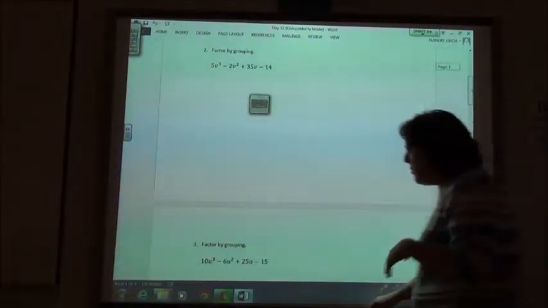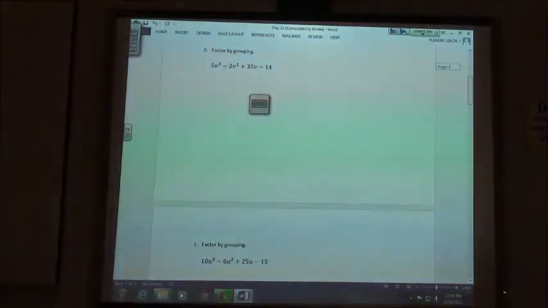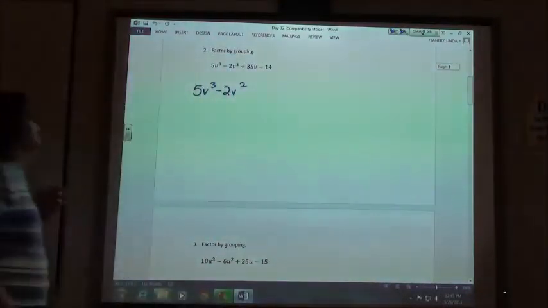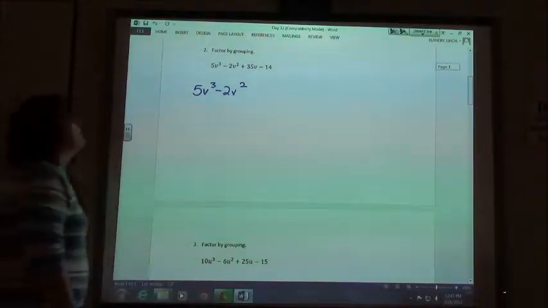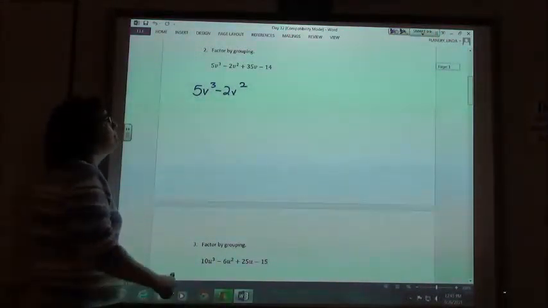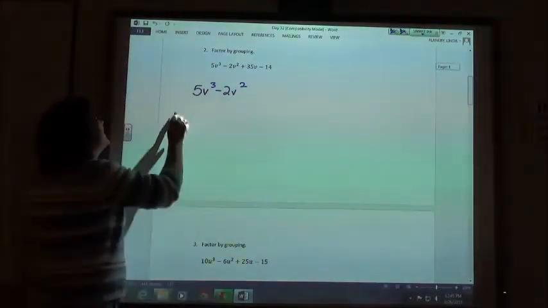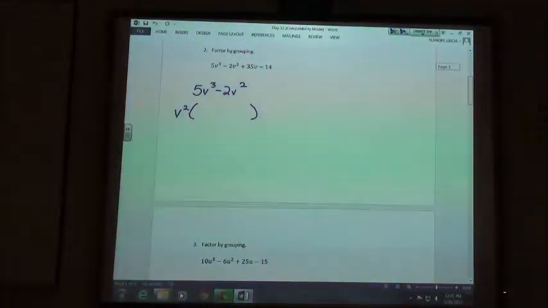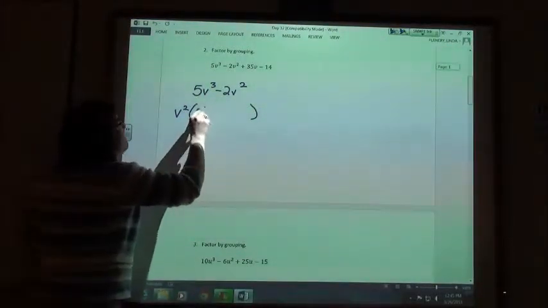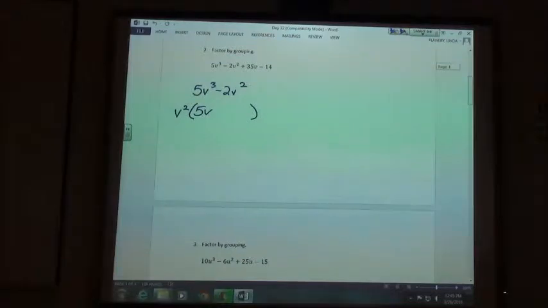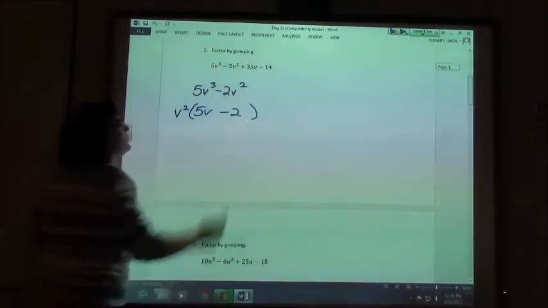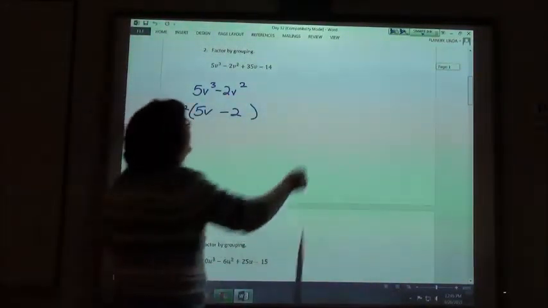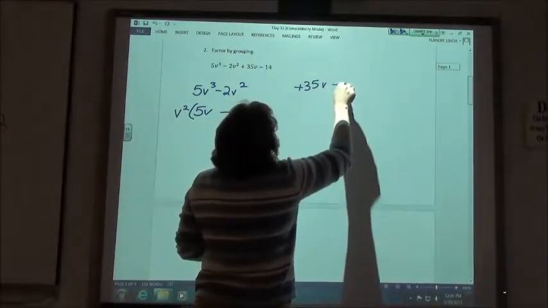So number two, we're going to factor by grouping, and these first ones are all going to be in a nice order for us. So I'm going to start with my first two terms, the 5v to the third minus the 2v to the second. My greatest common factor there is v squared. So I can take out a v squared, right? If I take 5v to the third and I divide out the v squared, I get 5v, and negative 2v squared divided by the v squared is negative 2. So that this times this is this, and that times that is that. Sure enough it is.